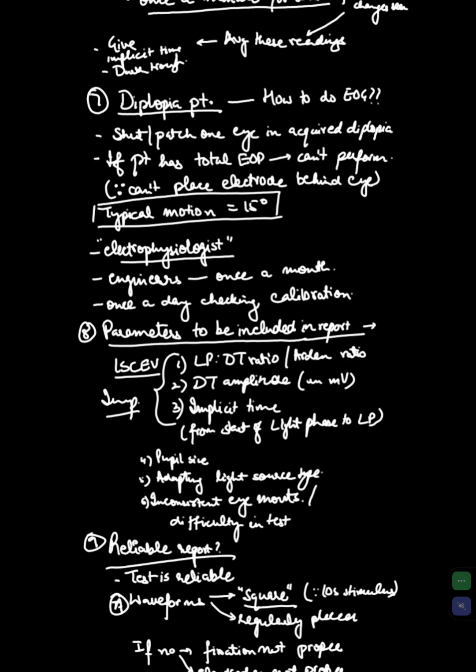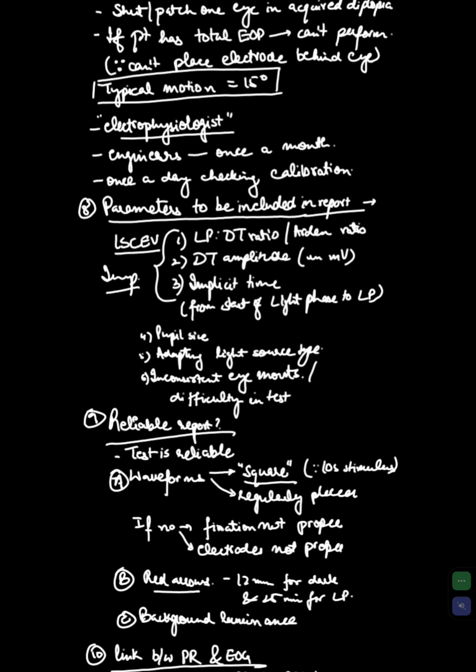When is the report reliable? The test is reliable when the stimulus is okay and the waveforms are regularly placed. If the waveforms are not regularly placed, then fixation might not be proper or the electrodes are not proper. There are no rigged arrows. In rigged arrows, 12 millimeter for dark trough and 25 minutes for light peak. The background luminance should be okay.